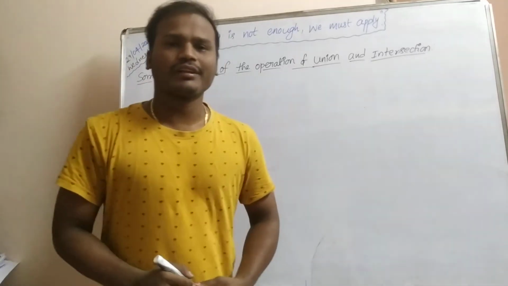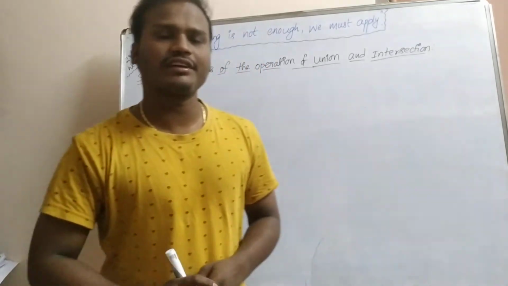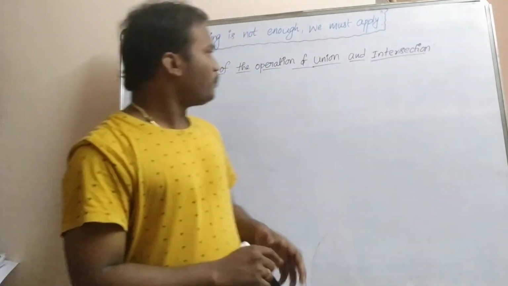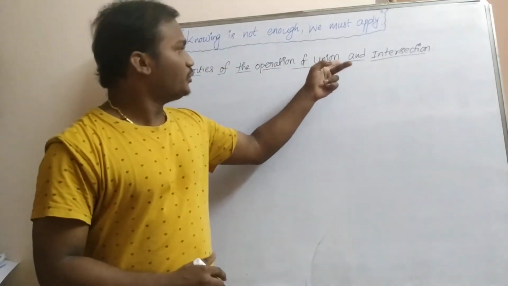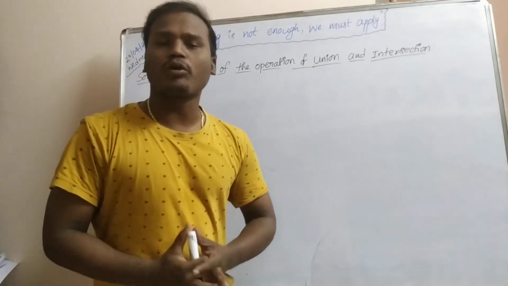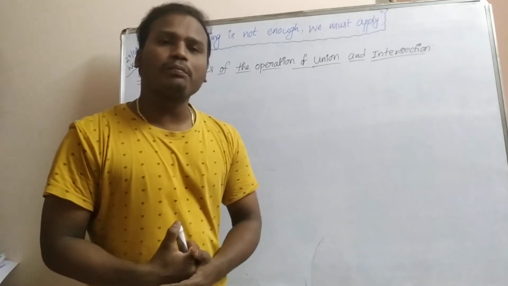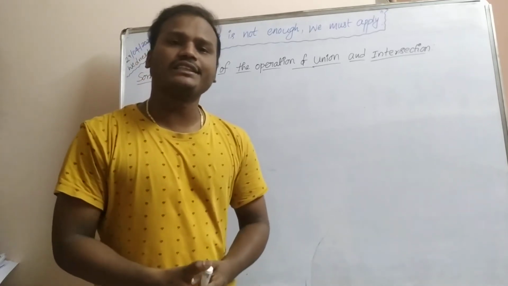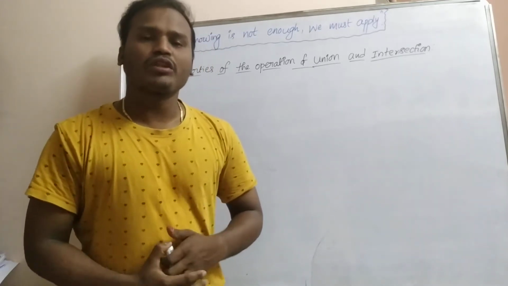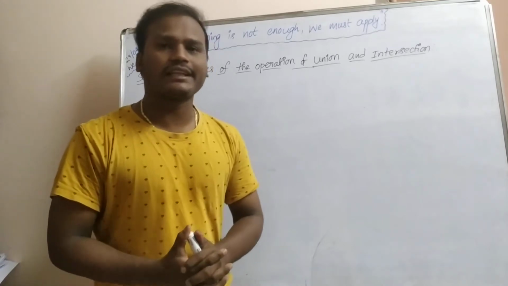Hi dear children, let's continue the class with a different concept, which is properties of the operation of union and intersection. What are the properties we are going to learn? Let's discuss here. All of you know the properties of numbers, like properties of integers, properties of whole numbers, properties of rational numbers, right?